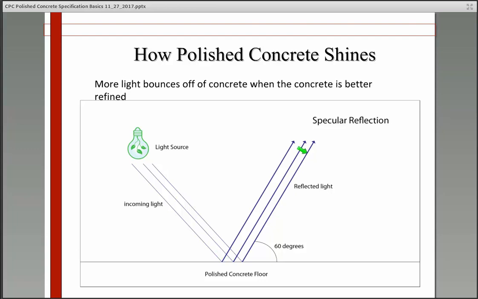And when a reflection is measured, that's where that 60-degree angle is right here. That's more for our polishers, so you guys understand that, but you really don't need to explain that to the architects.